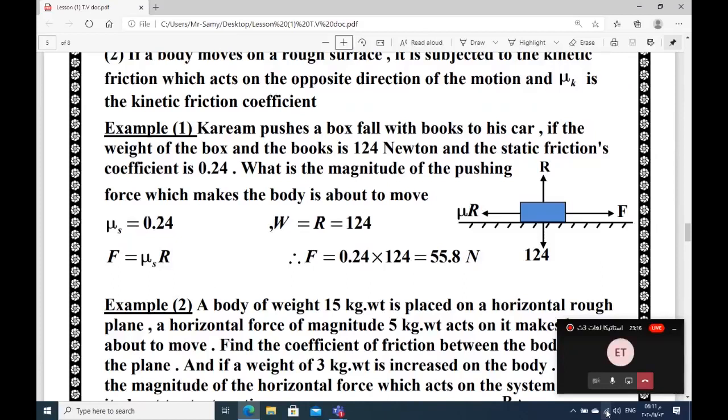We have two equations in equilibrium, a vertical equation and a horizontal equation. Therefore, W equals R equals 124. Look at the horizontal equation, F equals mu R. By substitution, mu s equals 0.24 multiplied by R, which is 124. The answer is 55.8.